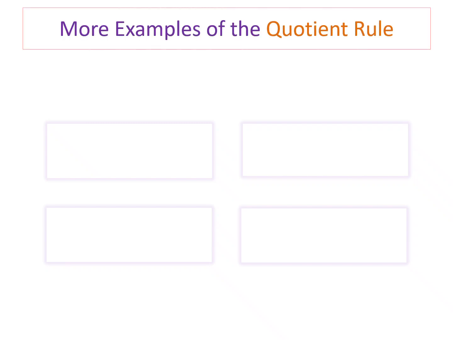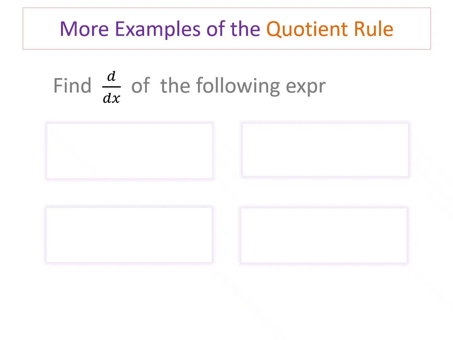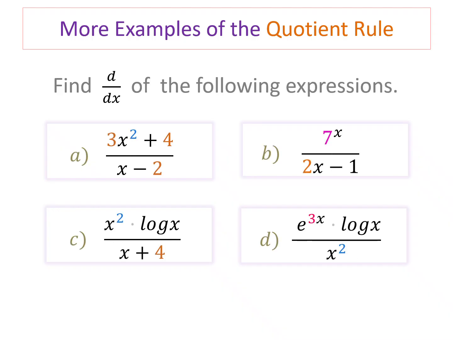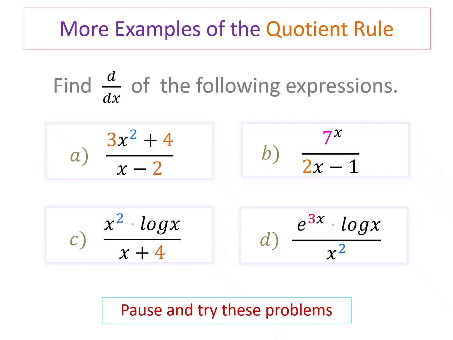Today we will discuss a few more examples of the quotient rule. These are the four sums we are going to discuss. Before that, I will request you to try it out yourself, else see the solution next. Example number 1.